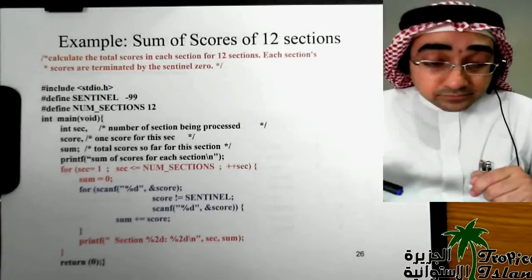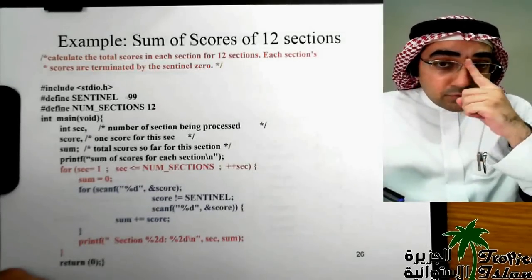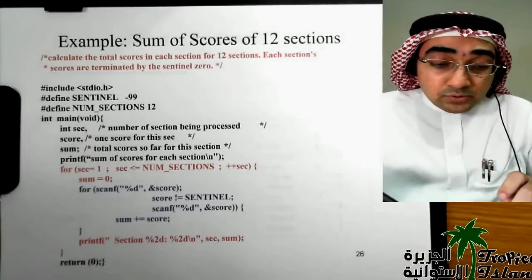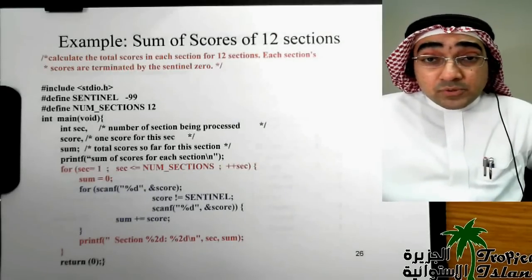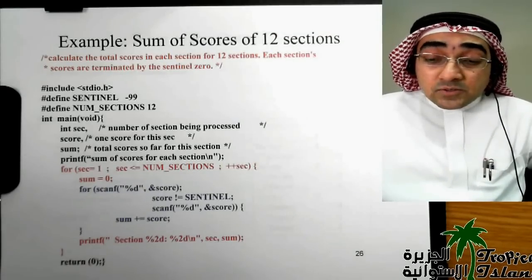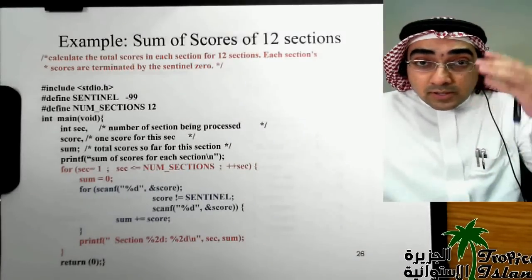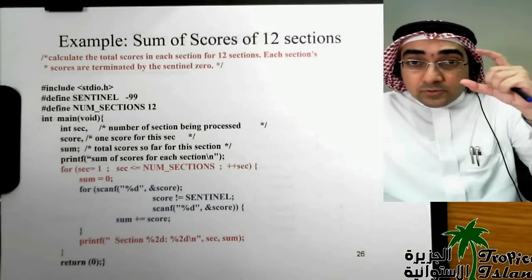Now here's an example of a for loop inside a for loop, and what we want to do is calculate the total score in each section for 12 sections. So suppose I have 12 sections, and in these 12 sections I want to calculate the total score. I have students, and I want to calculate the total score of all students in each section.